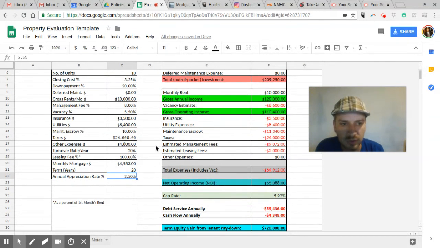There's things where we should be able to do better on, such as the vacancy rate, and we might even be able to discount our management fee if that's really a deal breaker.